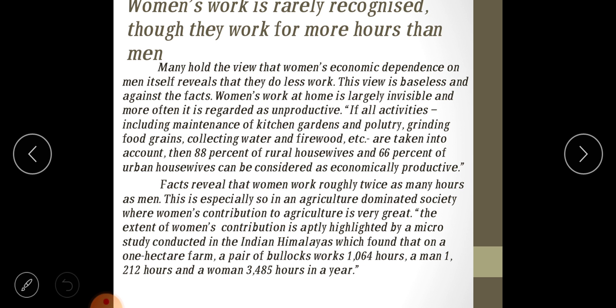This is especially so in an agriculture-dominated society where women's contribution to agriculture is very great. The extent of women's contribution is aptly highlighted by a micro study conducted in the Indian Himalayas, which found that on a 1 hectare farm, a pair of bullocks work 1064 hours, a man 1212 hours, and a woman 3485. So if you compare whose working hours are more, definitely it's women's working hours that are more, right?